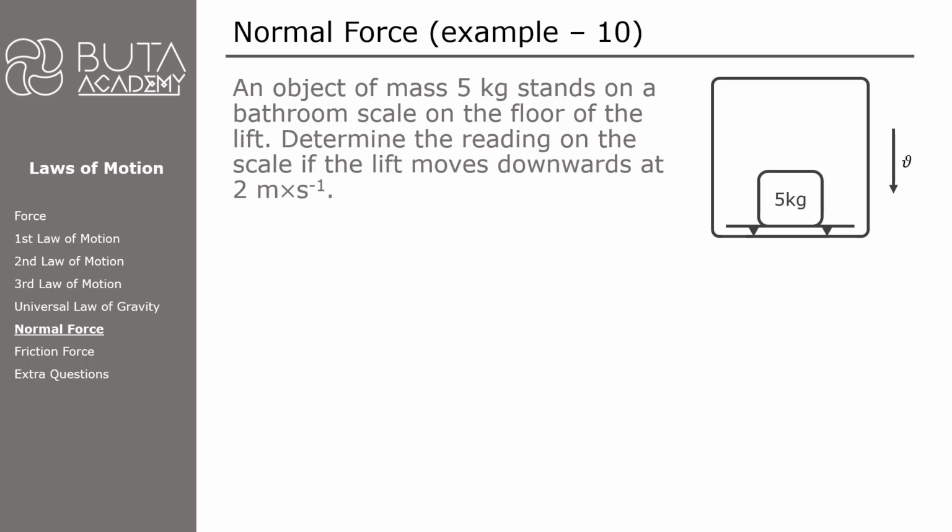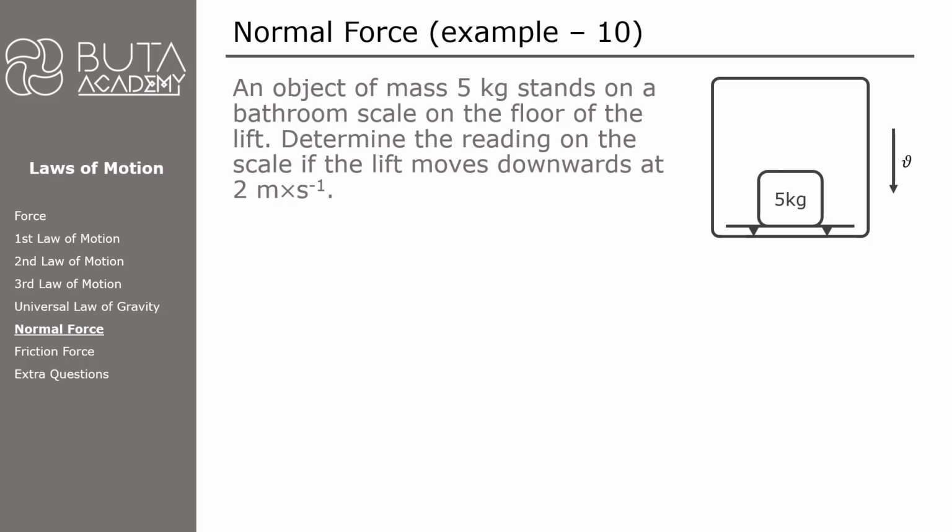The next question is also a tricky one. We may get it wrong unless we read it properly. The lift is still moving downwards, but this time, instead of 2 meters per second square, the value provided is 2 meters per second. As we recall, meters per second is the unit of velocity, not acceleration, meaning the acceleration of the system is equal to 0.